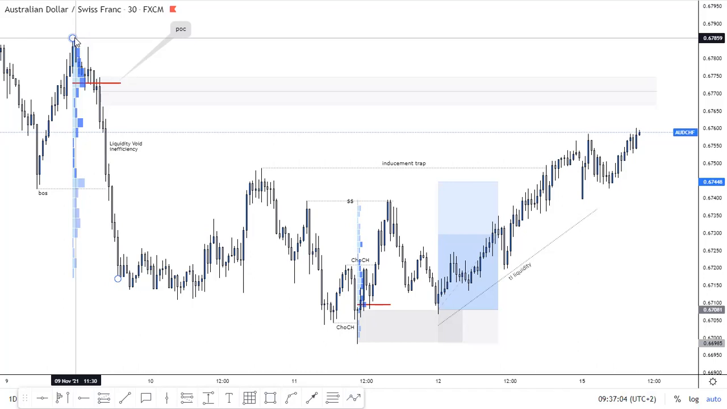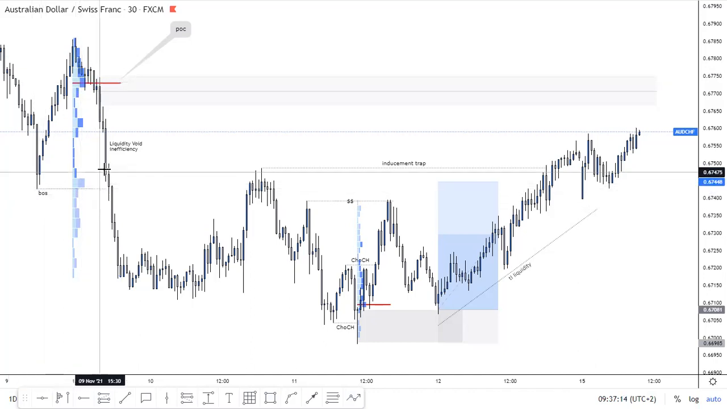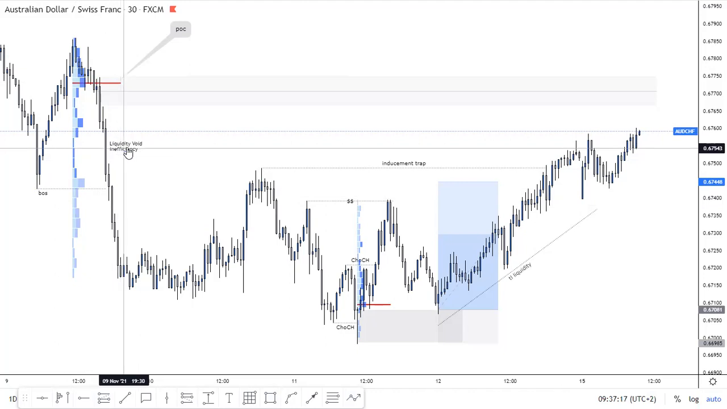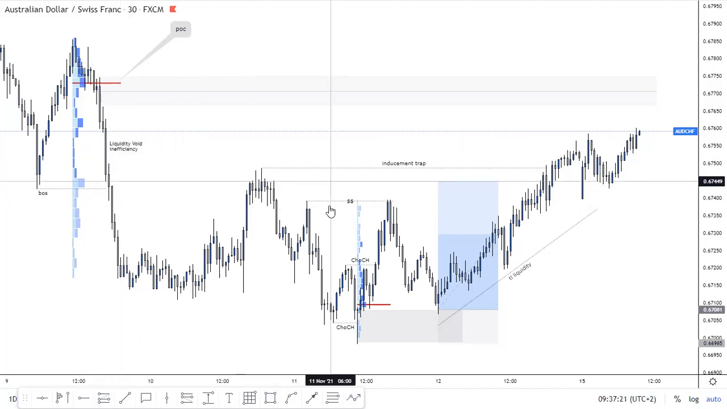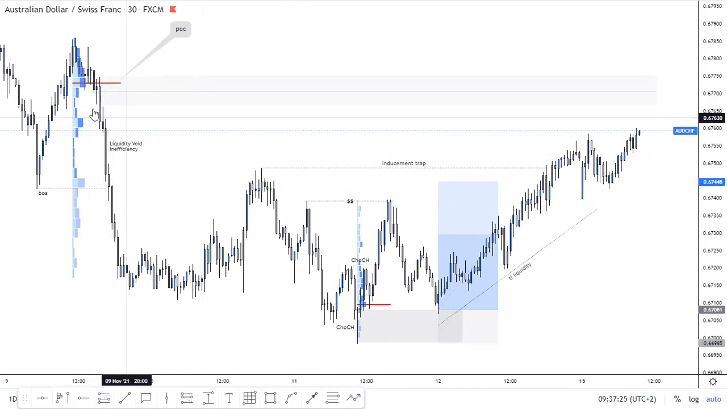So yeah, guys, as I was saying, we're on AUDCHF. On this AUDCHF, you consider, okay, we have the POC here, right? We have this POC here, and then we have a break of structure here, and we're also aligning with a liquidity void. You get the point. So we're looking for the market to come to our POC price.